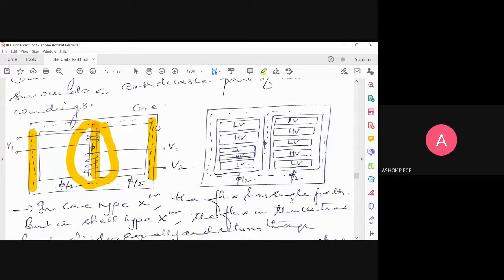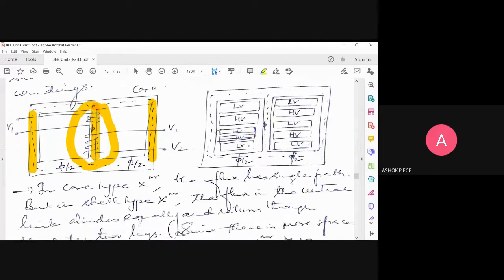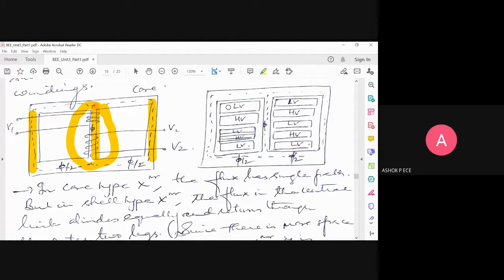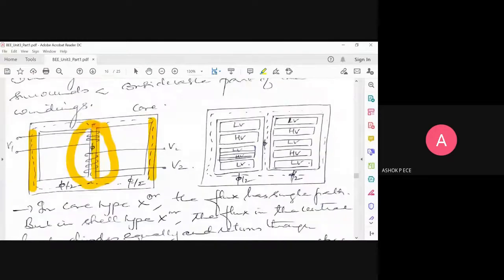See here, the arrangement of LV and HV is alternating: LV, HV, LV, HV, and so on. Always LV should be near your core. That is the logic. You can ask why this arrangement is done. Different combinations of placing LV near the core and HV near the core have been tried out, and they found that low voltage winding near the core and high voltage winding away from the core gives the efficient functioning of the transformer. So that's why they go for this arrangement.